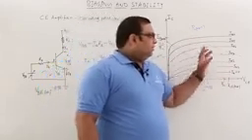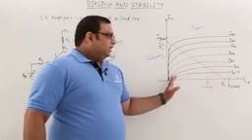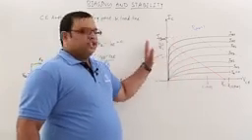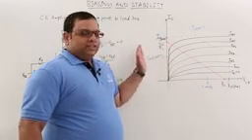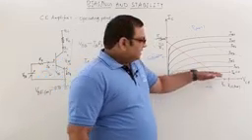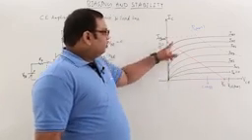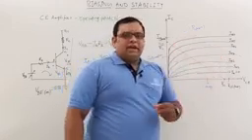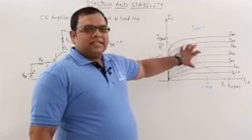One more point: when VCE, the voltage across the collector and emitter, is very low, the transistor will operate in the saturation region. When IB is equal to 0, both junctions are reverse biased and the transistor will be in the cutoff region. So here the transistor is cut off, and here it is in saturation. Only this part is the active region, which is used for amplification purposes. This is the output characteristics of the transistor.